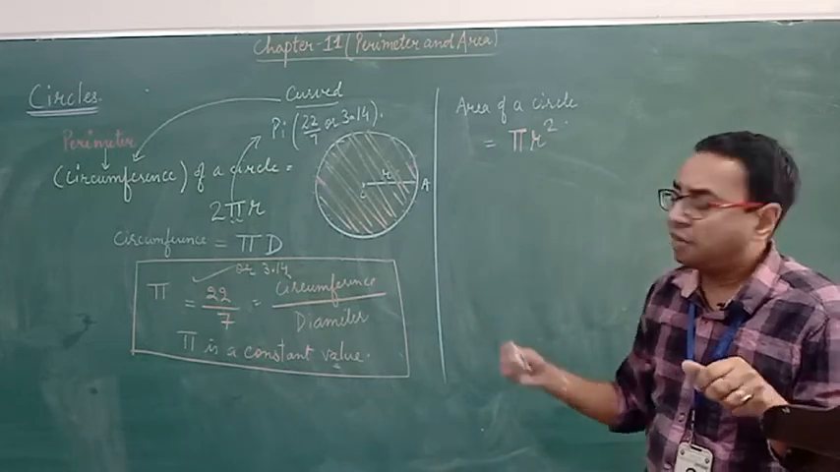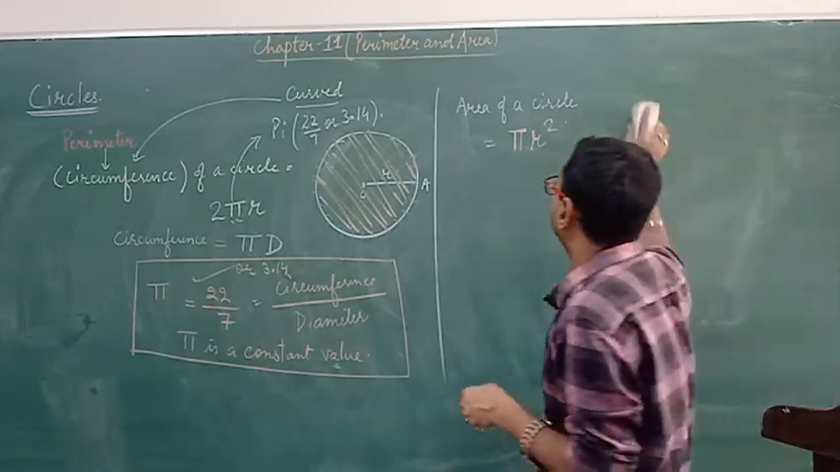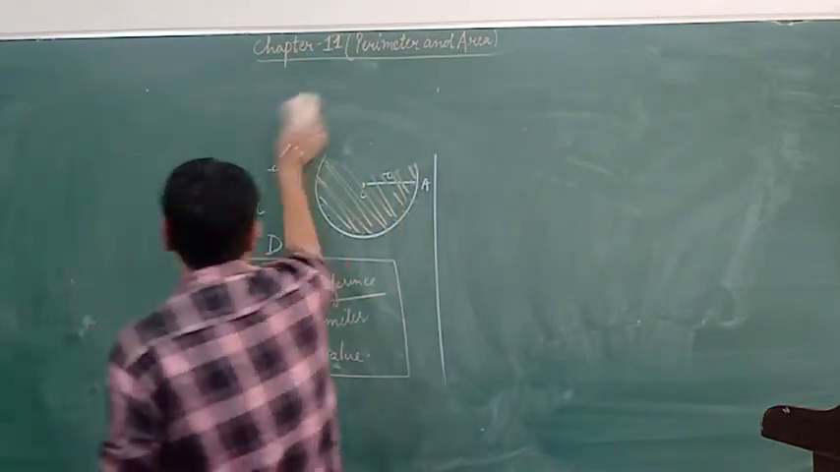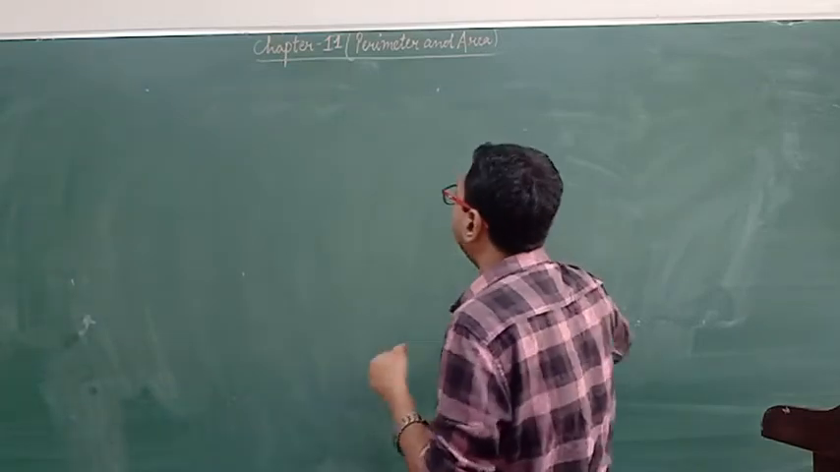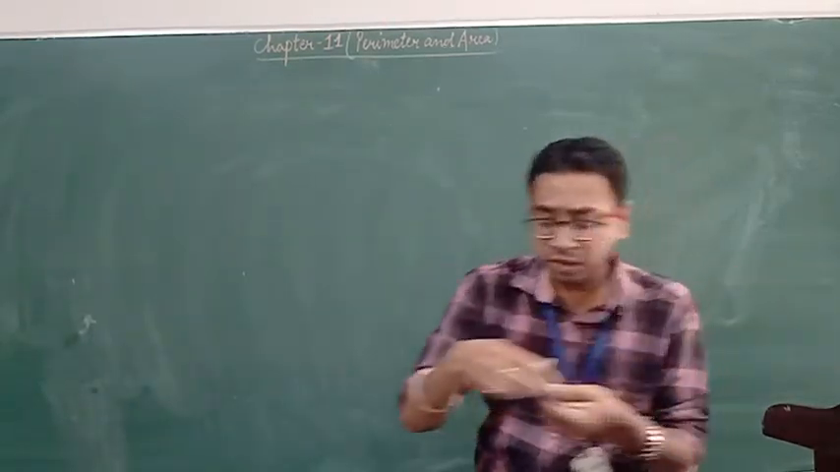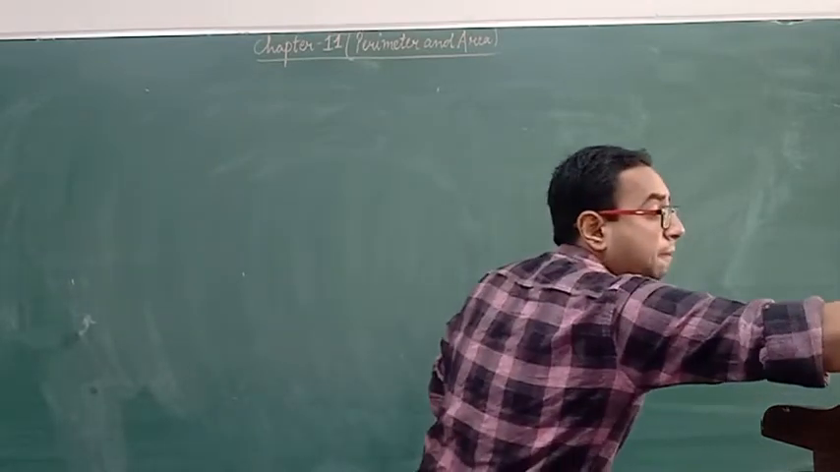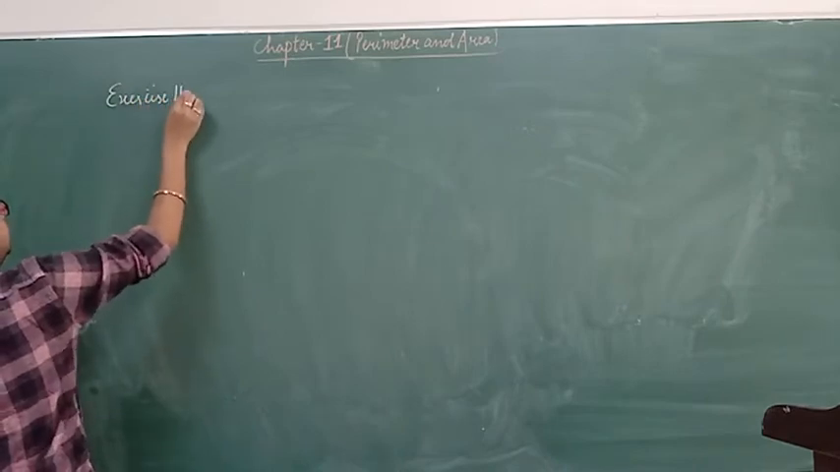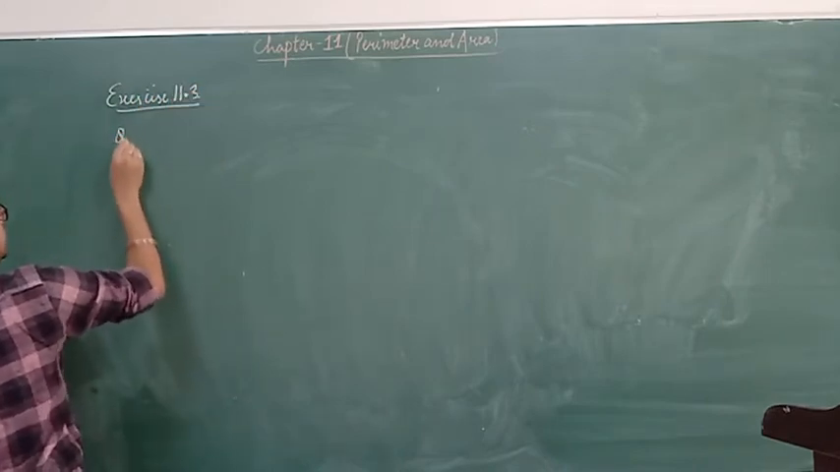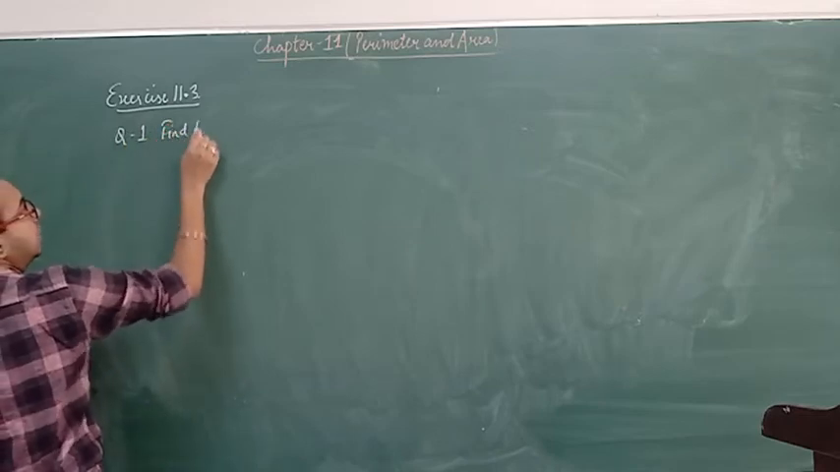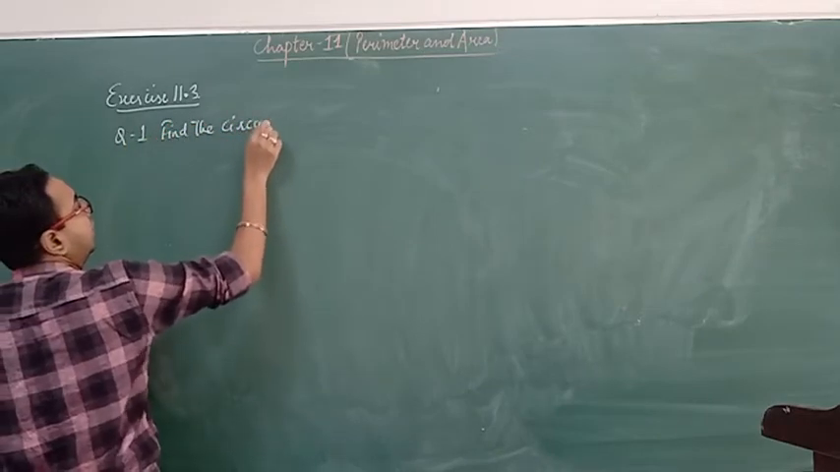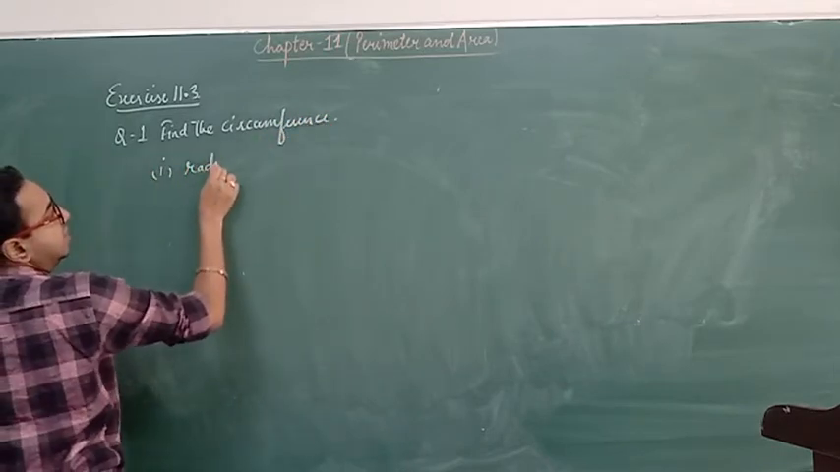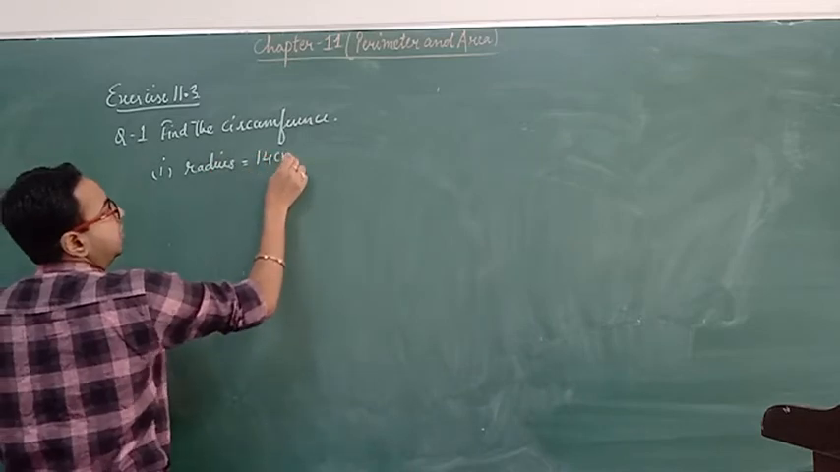Clear with this? Let's have a question on this from exercise 11.3. Please open your books. 11.3, first question. Find the circumference of the following circles with the following radius. First, radius is given to us. Question first: radius is 14 centimeter. We have to find the circumference.